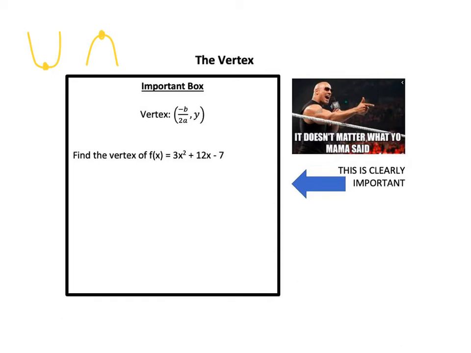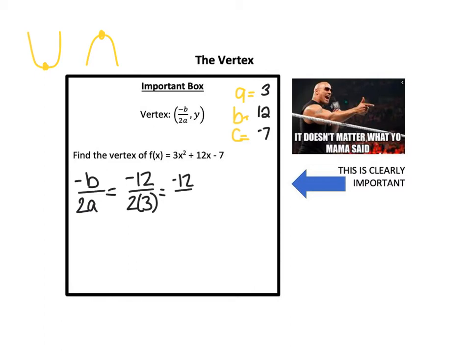All right, so good practice is to start by identifying the values of a, b, and c. So they would be 3, 12, and -7. Just make sure that the problem doesn't get tricky and switch things around on you. So negative b over 2a means it's the opposite of b, which would be -12 over 2 times 3. So this would be -12 over 6, which is -2.